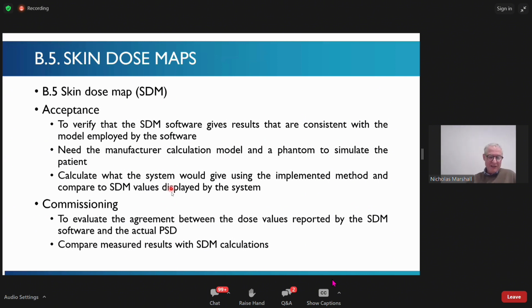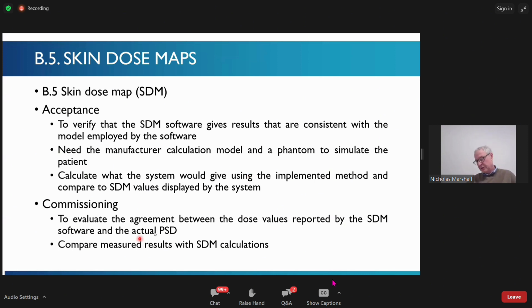And then there's the commissioning, where you would actually measure to get some geometries, put a patient equivalent phantom on the table, do some projections, and then measure the actual peak skin dose using, for example, strips of film or TLD or something, or a dose meter, and then compare that with your the SDM calculation that's given by the system. So, but this is still, as you can tell, work in progress, but it's still to be tested how well we can do this. So, but some kind of verification of the SDM is needed, I think.